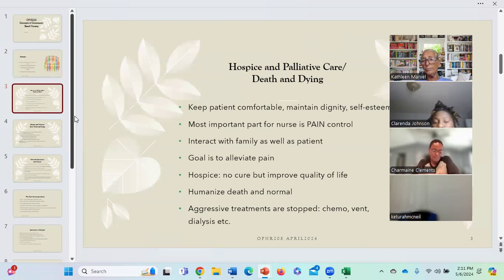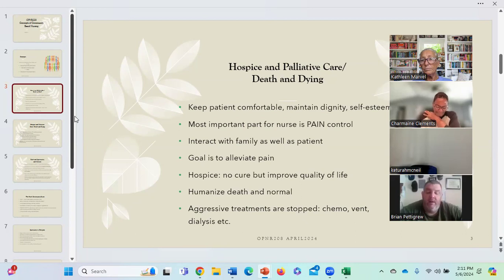What's hospice care? Hospice is to keep the clients comfortable, maintain dignity and self-esteem. When? End of life care. Palliative care. It's part of hospice care, but what is palliative care? Trying to give them the best quality of life possible for what they have left.